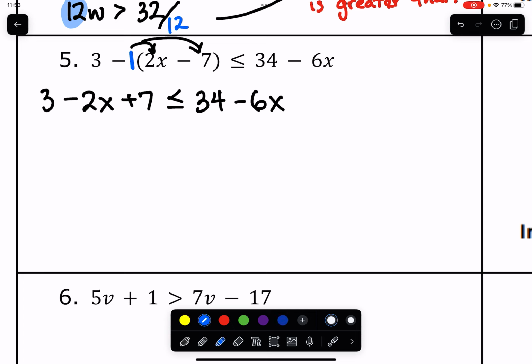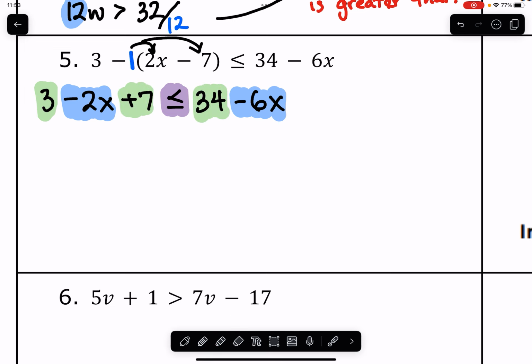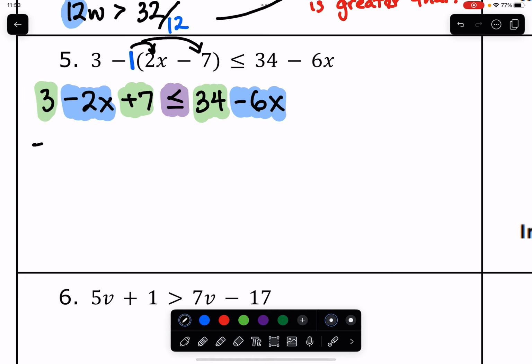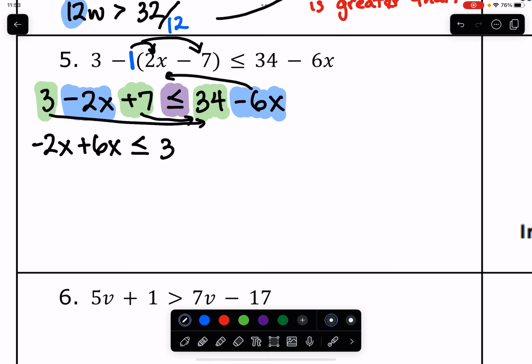Now let me highlight our stuff. Our variables on the left side of this purple inequality, and our numbers, our constants in green, on the right. So let's see what we have. Well, negative 2x is already on the left of the purple inequality. However, the 6 needs to be moved over. So that's going to make it positive 6. The 3 needs to be moved over along with the 7. So the 34 is good. It's already on the right side of the inequality. But the 3 is going to become negative, and the 7 is going to become negative.